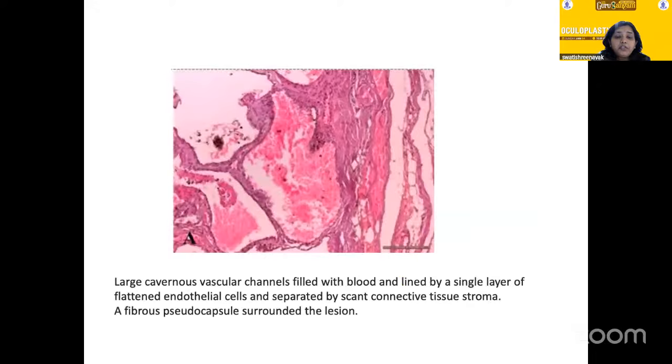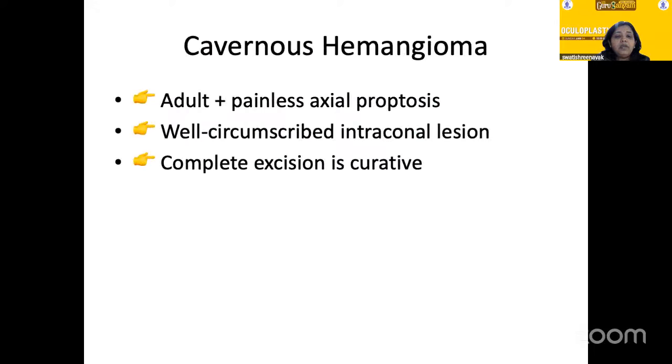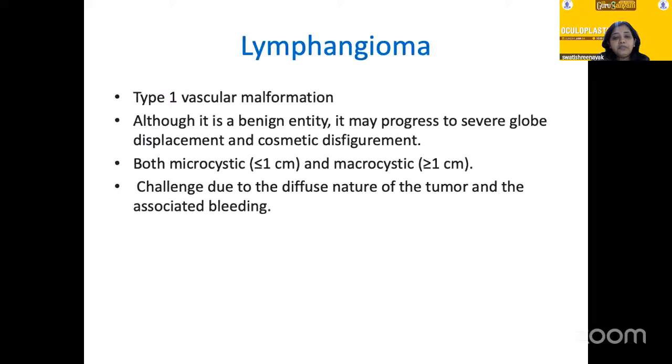In the histopathology, we can see large cavernous vascular channels which are filled with blood, lined by a single layer of flat endothelial cells, and separated by scant connective tissue stroma. A fibrous pseudocapsule can be seen surrounding the lesion. So if we have an adult presenting with a painless axial proptosis and a well-circumscribed intraconal lesion, then we are dealing with cavernous hemangioma, and complete excision is curative.